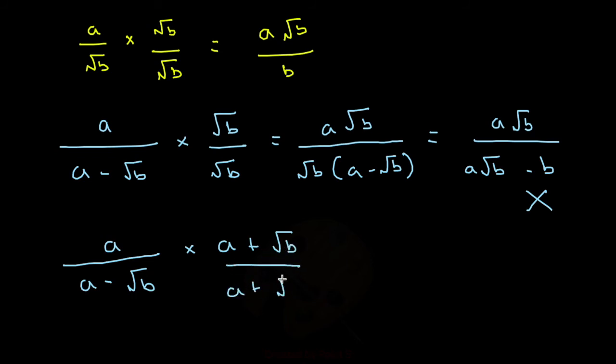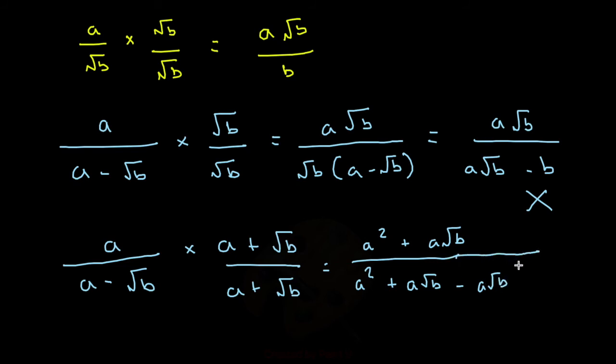A plus root b. And now let's multiply that out. So what's a times a? That would be a squared. What's a times root b? That's a root b. And now let's do the bottom. So what's a times a? A squared, right? A times root b, that's plus a root b. Minus root b times a, that would be minus a root b. And what's minus root b times root b? That would be minus b.